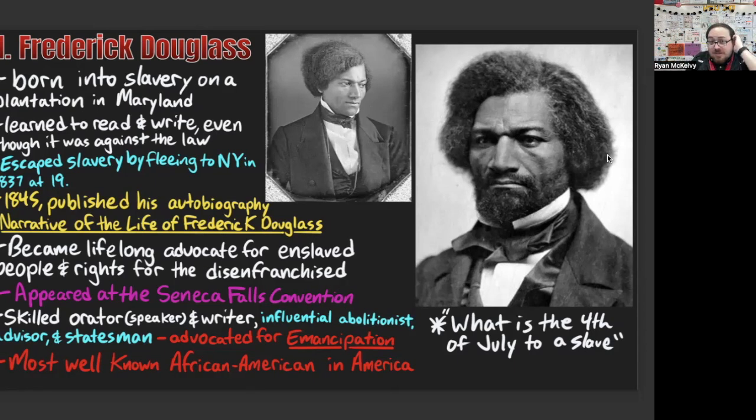And so his mistress, the wife of his owner, decided to teach him how to read and write, even though it was against the law. And he will use his knowledge and skills to basically escape slavery by fleeing to New York at the age of 19 in 1837. And he will become an incredibly well-known speaker and advocate for abolition. He will publish the Narrative of the Life of Frederick Douglass in 1845.